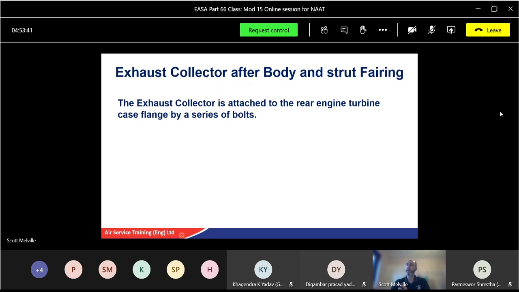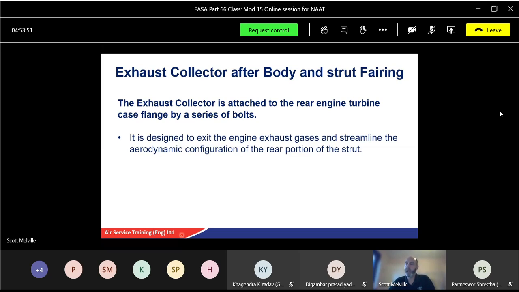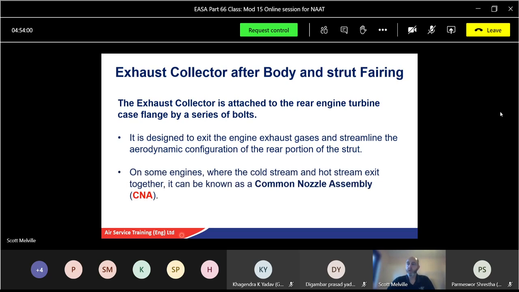So exhaust collector and body and strut fairing. Now the exhaust collector is attached to the rear engine turbine case flange by simply a series of bolts. Again, it's designed to exit engine exhaust gases and streamline the aerodynamic configuration of the rear portion of the strut. Some engines where the cold stream and hot stream exit together can be classed or known as a common nozzle assembly, or abbreviated to CNA.